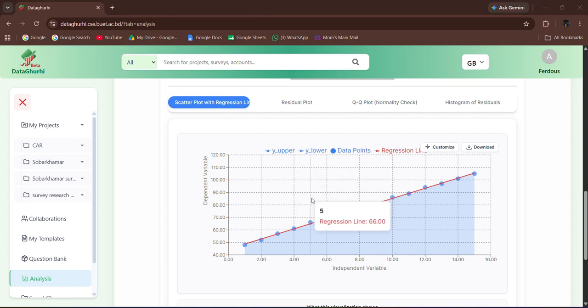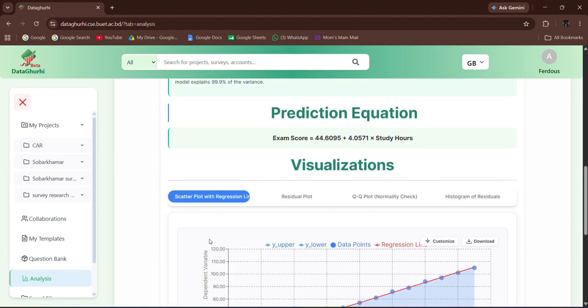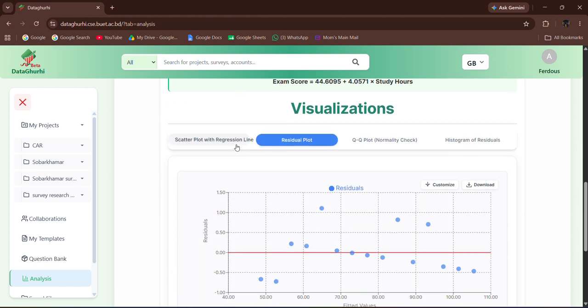First, this is the scatter plot. The scatter plot displays the individual observations along with a fitted regression line, with the independent variable and the dependent variable. Here's the interpretation of the plot: slope, R squared, p-value.